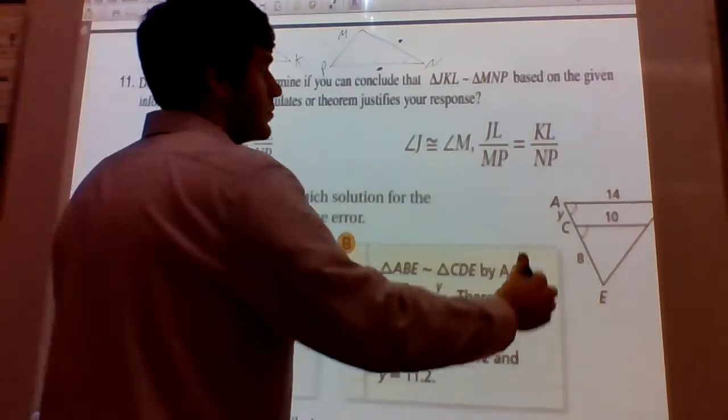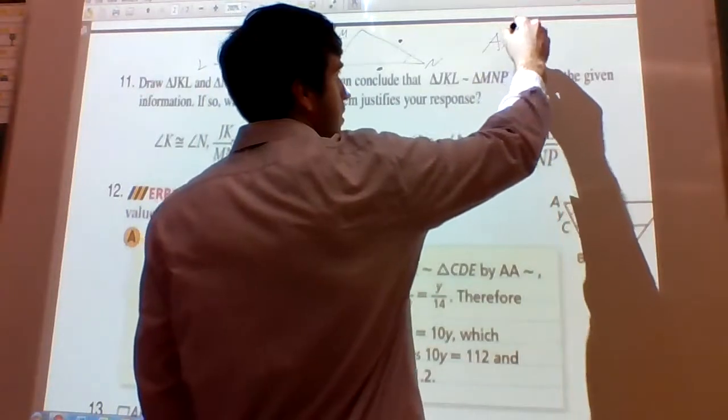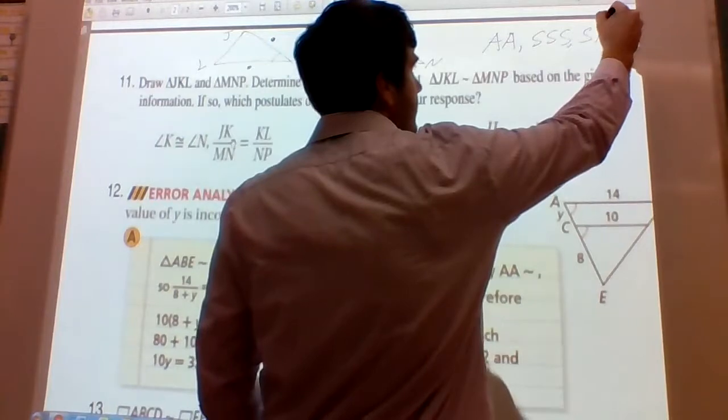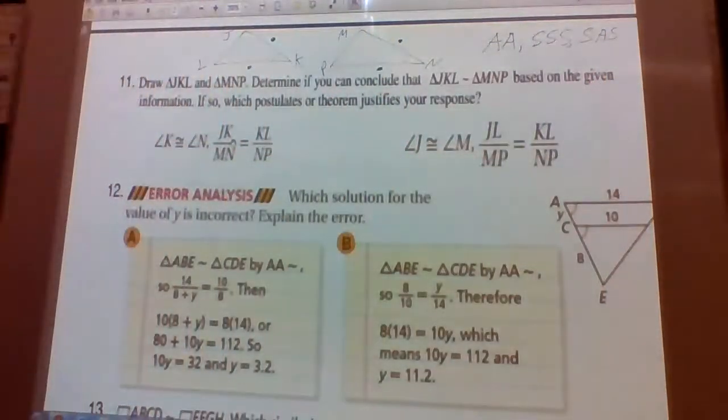So we have three ways. We have angle-angle, side-side-side, and side-angle-side. If two pairs of corresponding angles are congruent, then we know the triangles are similar. If all three sides are proportional, meaning the ratios between the corresponding sides are all equal, then the triangles are similar. And lastly, side-angle-side says if we have two pairs of corresponding sides that are proportional, and the included angles are congruent, then the triangles are similar.